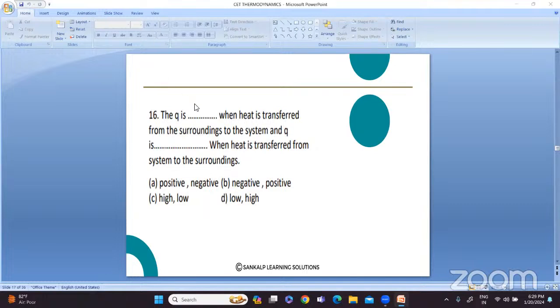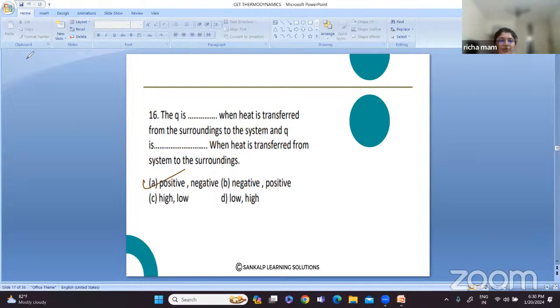Yes, students, what is Q? Q is nothing but heat. When heat is transferred from the surroundings to the system, Q will be positive. And when heat is transferred from the system to the surroundings, it will be negative. So which is the correct option, students? It is A.